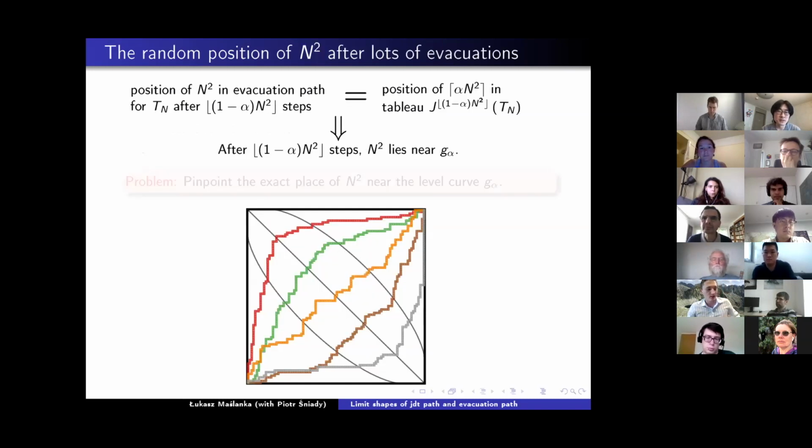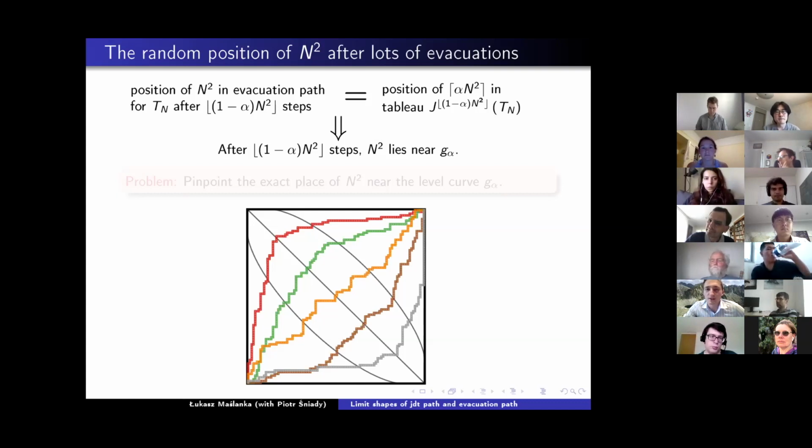So this result is helpful, since if we are looking for the position of the biggest box in our evacuation path, when we removed 1 minus alpha fraction of boxes, then it's the same as looking for the position of the box with the number alpha and square in a tableau arising from applying a modified version of Jodot-Takao to our initial tableau.